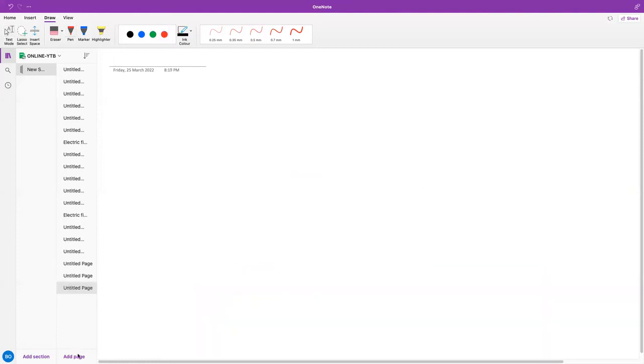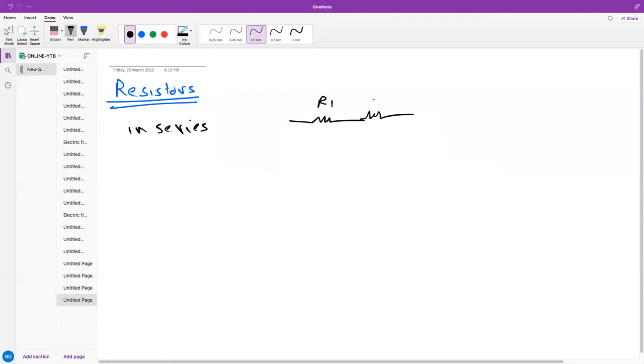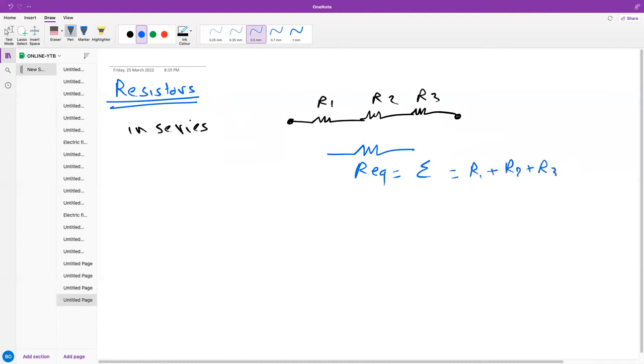Now, let's start with some examples, first on resistors. Here we will go over the applications of resistors. We know that when the resistors are in series, let's say I have R1, R2, R3, then the equivalent resistor R equivalent will be the sum, which is R1 plus R2 plus R3.